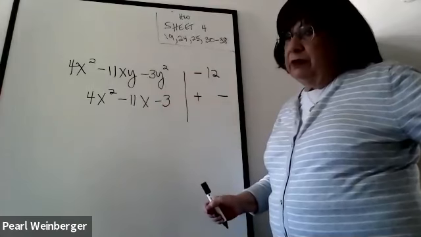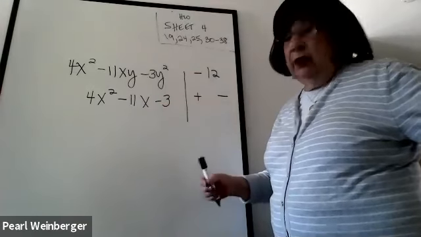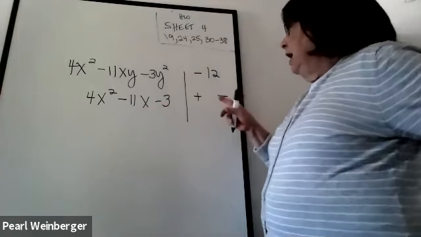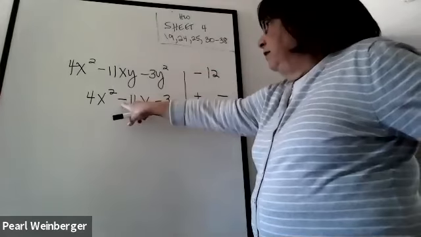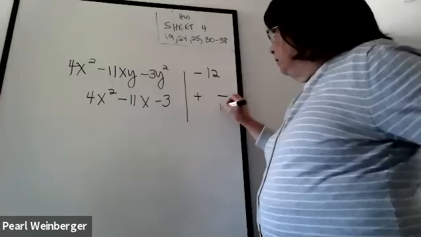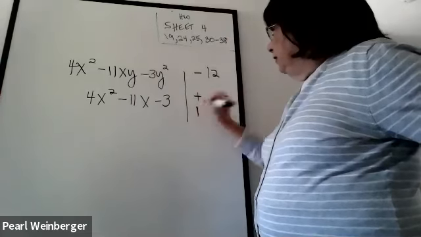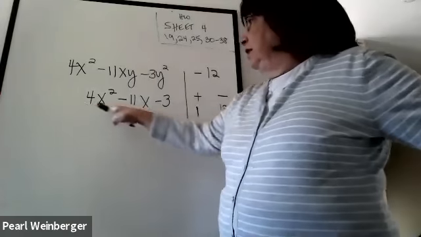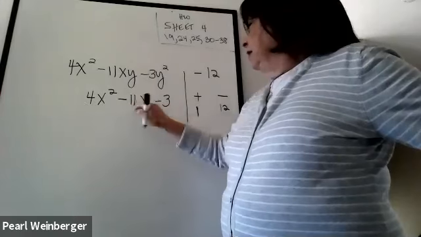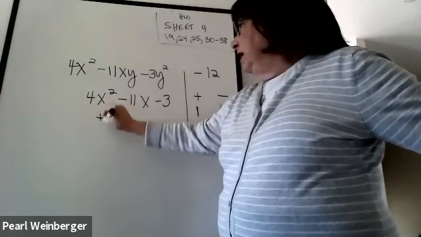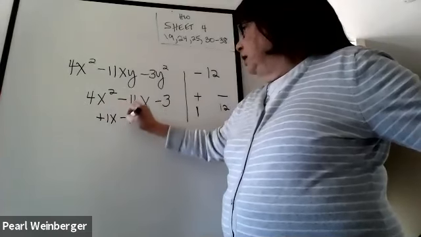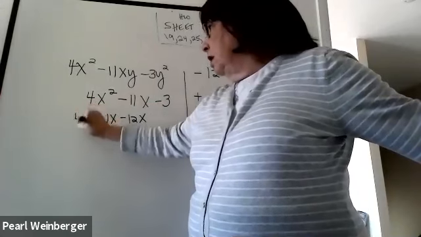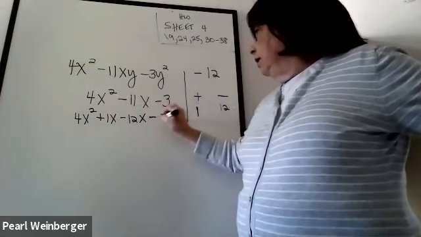Well, obviously that has to be the number 12 and 1. That's the only thing that multiplies to 12, but when you subtract them, gives you 11. And since this is a negative 11, it's the 12 that's going to be the negative and the 1 that's going to be the positive. So when I rewrite the negative 11x, I'll write it as a plus 1x and a minus 12x. Again, I'll leave the 4x squared alone and the negative 3 alone.